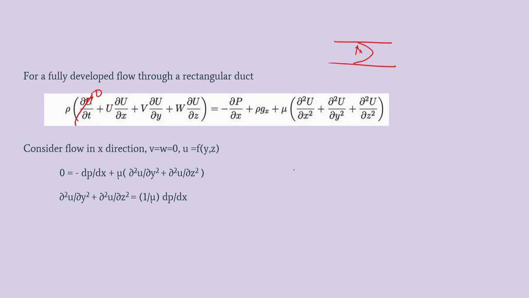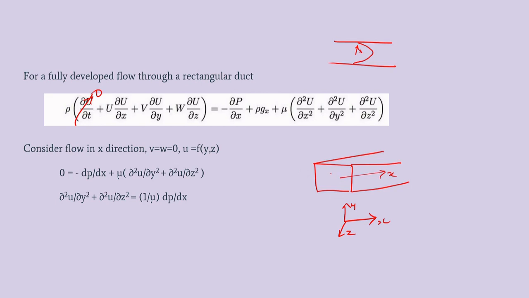Then again for a rectangular duct, by convention we take this as the x direction, then y, z. So the length of the rectangular duct is in the x direction. So actually the cross section will be a section of the yz plane.